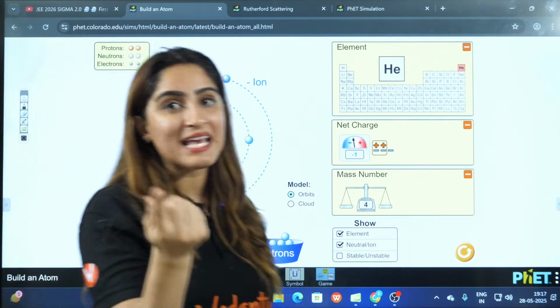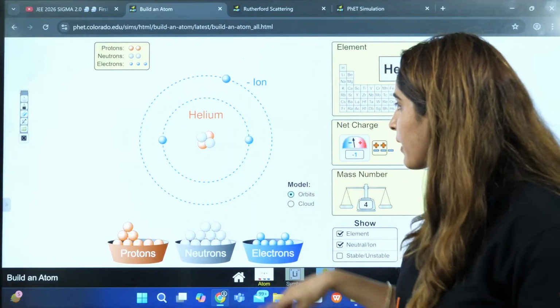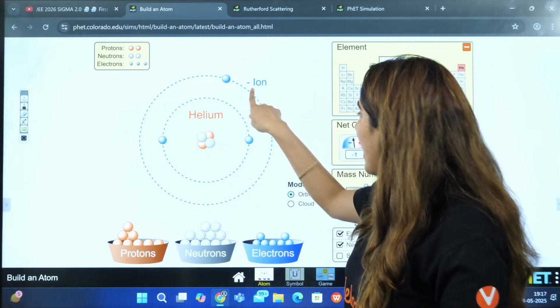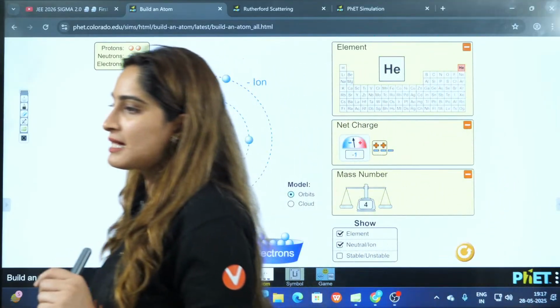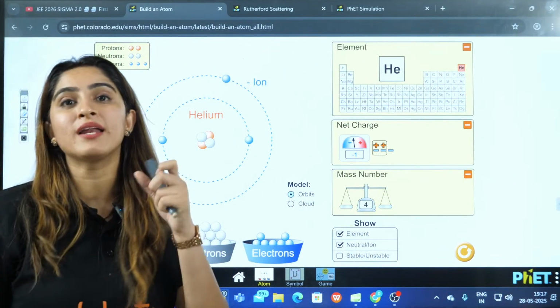Because in 1s, there will be only 2 electrons. So that's why I can put only 2 electrons. Now, why the negative sign here? Because you have added 1 extra electron.